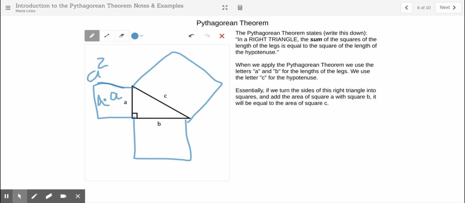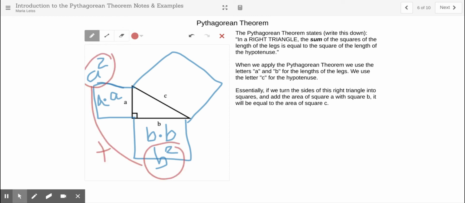To find the area of side B, I take that side length and multiply it by itself, or write it as B squared. Now, when I take those two areas and add them up, that gives me the area of C. No matter what. And notice, I didn't even have to draw all the lines inside the boxes. I just find these two areas, add them up, and I get the area of C.